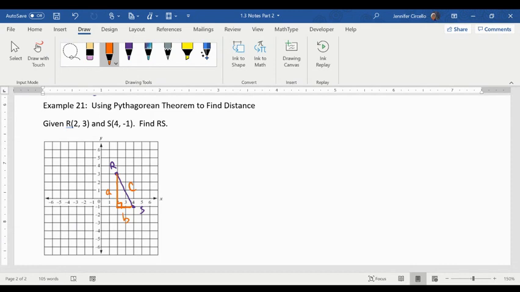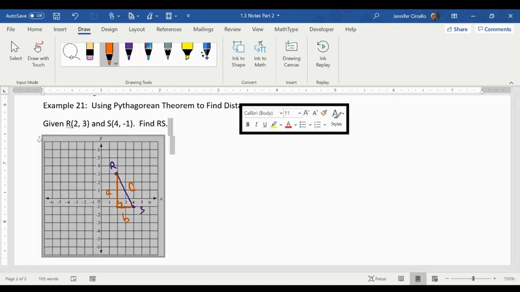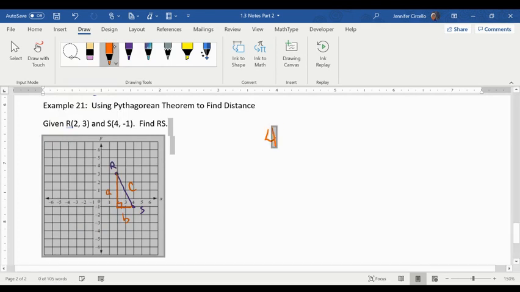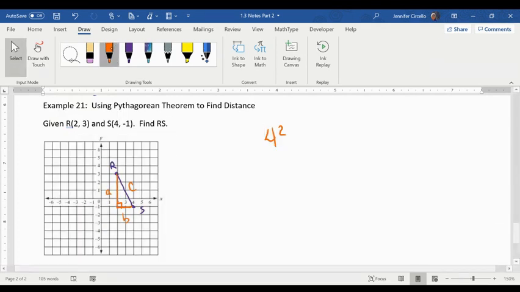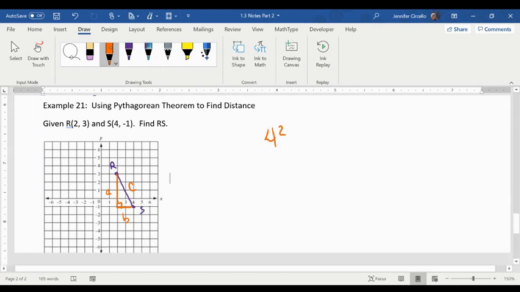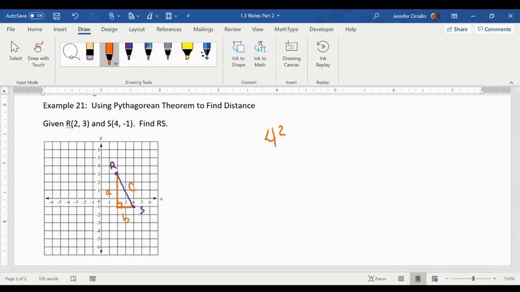Okay, so now since those are horizontal and vertical, all you have to do is count how many boxes there are for the side that's marked A. So it looks like it's 1, 2, 3, 4 boxes for A. So I know that I will have 4 squared. And then for B, if you count how many boxes you have, there are 2 boxes. So that's going to be 2 squared, and we're trying to find C squared. Now this does not look nearly as complicated as the one before, but it's kind of interesting because we will end up with the same answer.